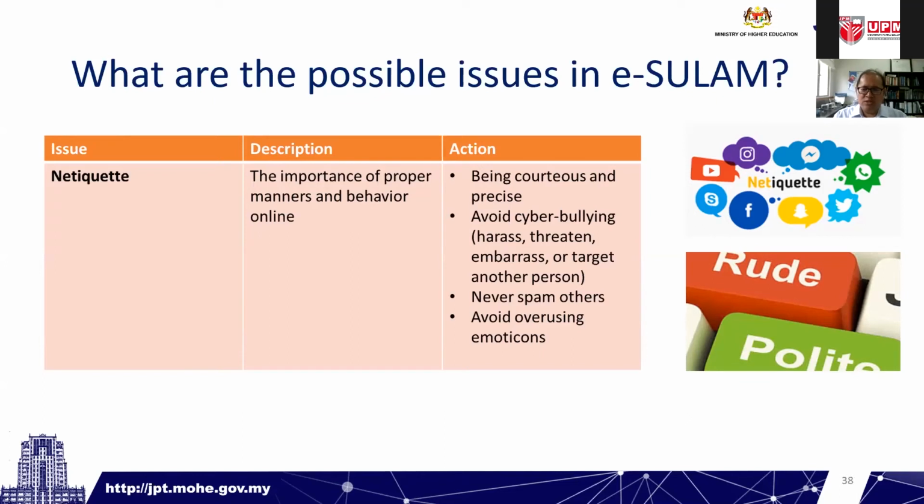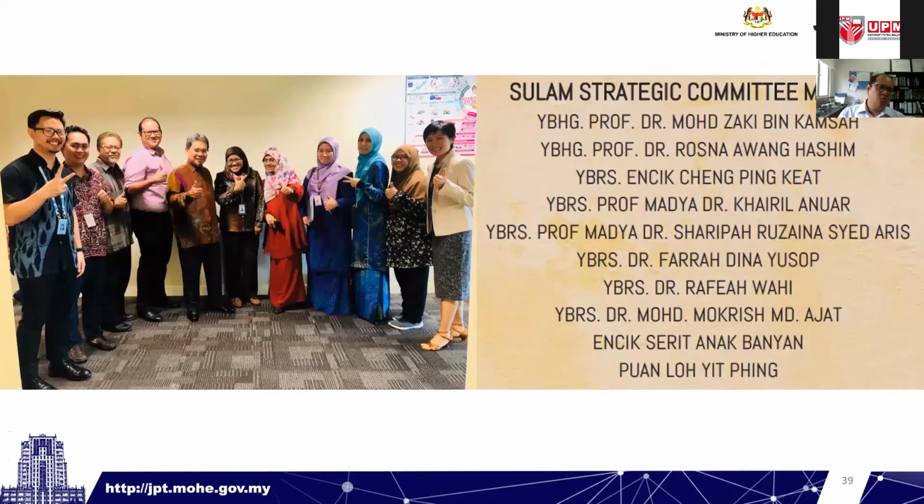The group member students, sometimes they post on social media and people start criticizing, sometimes even their student members criticizing each other. And never spam others, especially asking the community partner with unnecessary questions. You have to advise your students on that and avoid overusing emoticons, okay? So usually this appears on WhatsApp. Right, so these are a few things that I have discussed earlier on how to conduct e-SULAM.